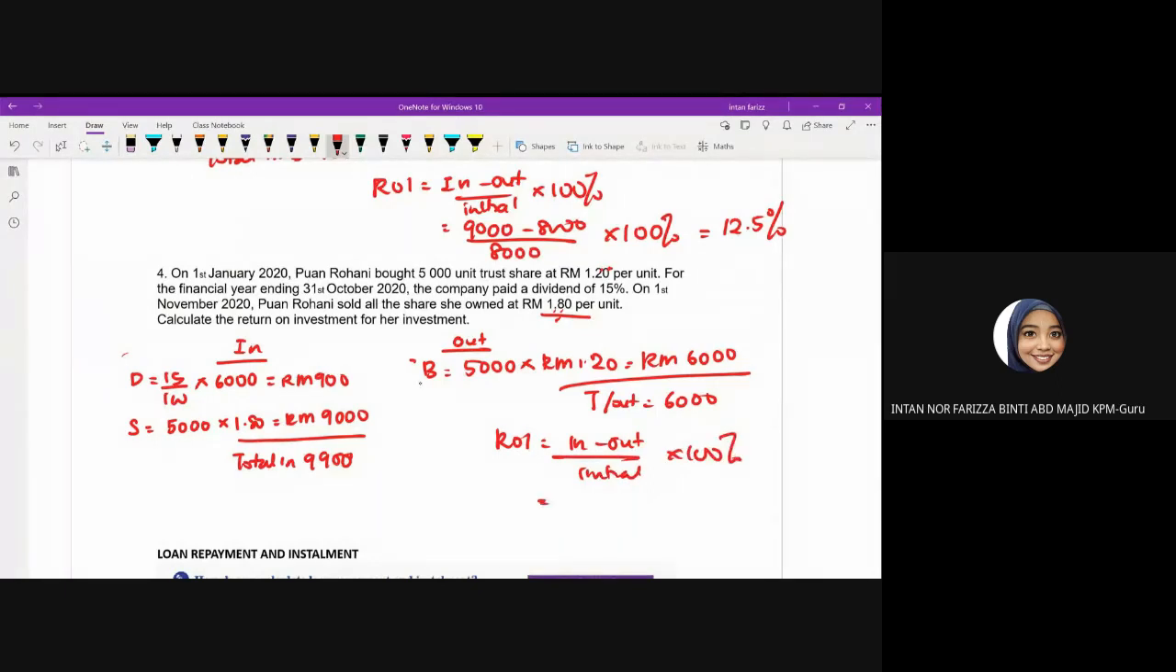So what's the in, girls? The in is 9,900 minus 6,000, the in minus out, over initial. What's the initial? Initial is the amount of money that she spent on the 1st January 2020 to buy the shares. Times 100%. Calculate. You get 65%. So this person is making a profit from her unit trust investment.